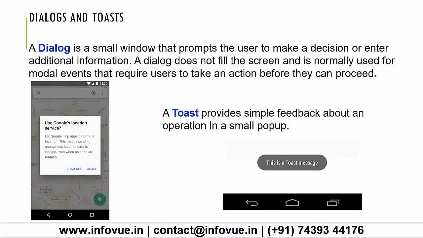Dialogs and toast. A dialog is a specific window which pops up when you click on some activity or when you perform some action on your Android app. Then the dialog, a specific window, will open, which is called a dialog. And a toast provides simple feedback about an operation in a small pop-up. A toast is simply a message which pops up for a second when you do some actions in your Android app.